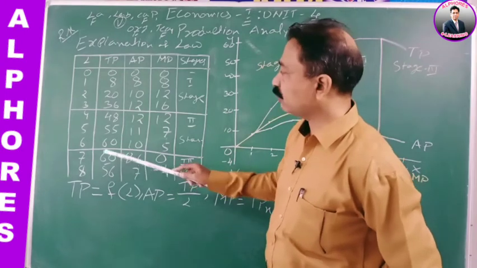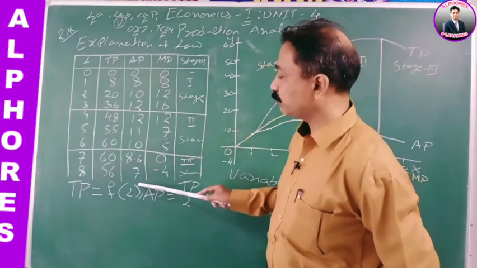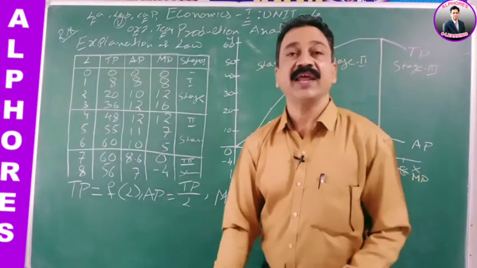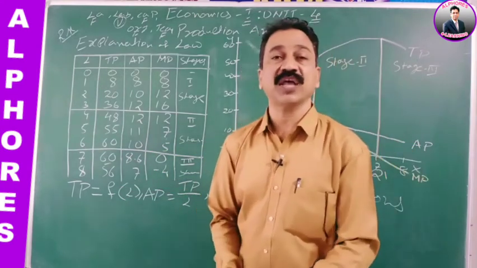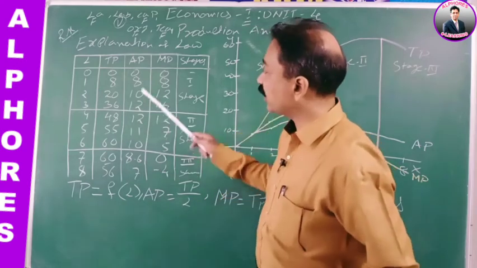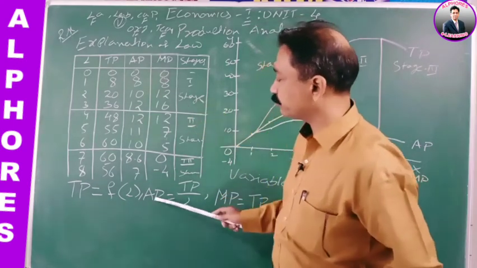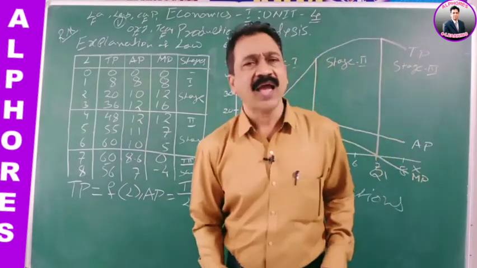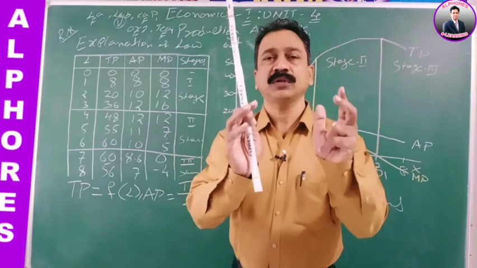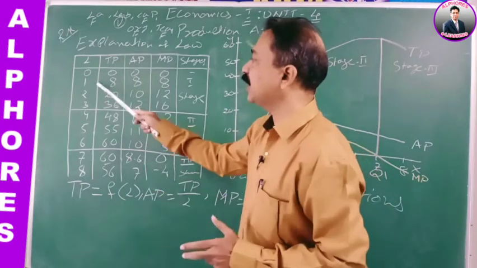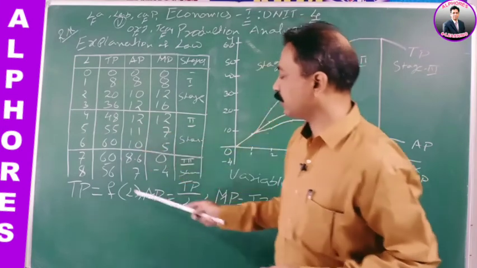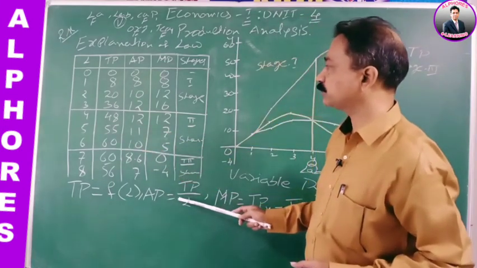Okay. Now we will see the second one. Total production has a functional relation with labor. Next one is average product. You know how to get the averages. Average means taking the total and dividing it by labor. If total product is divided by labor, you will get the average product.